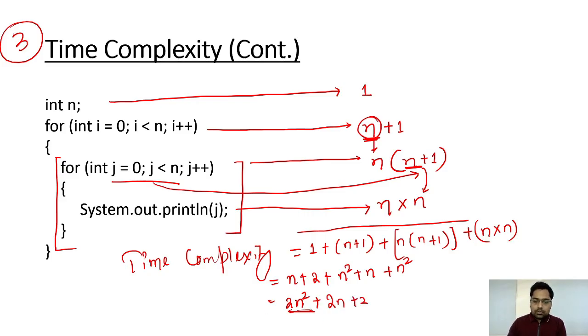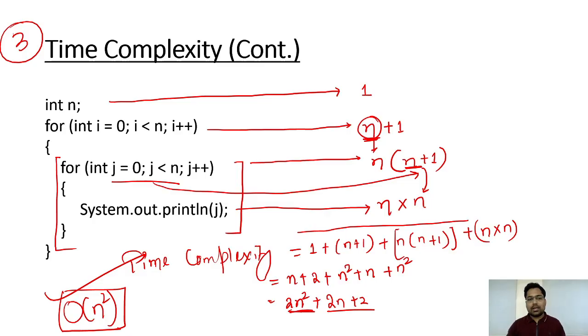Out of this, 2n square is greater than all of this, so for time complexity you should write 2n square, or else if you want to write c into n square, that is not an issue, this is correct. But you should always remember that in the internal loop there should not be any problem.